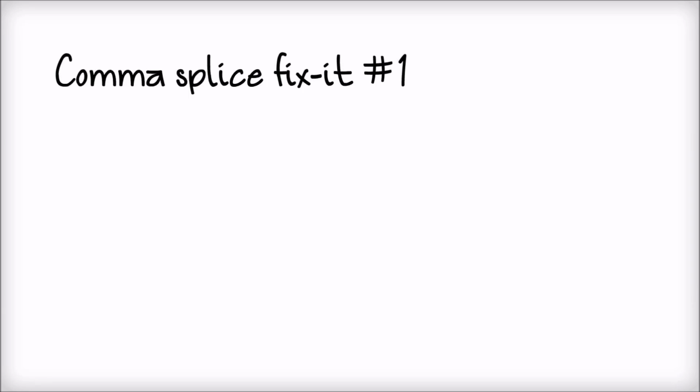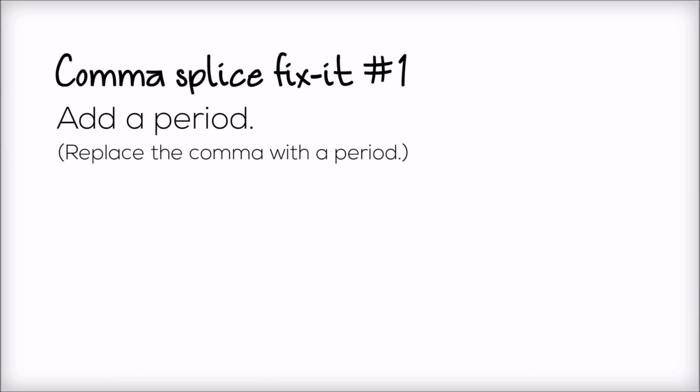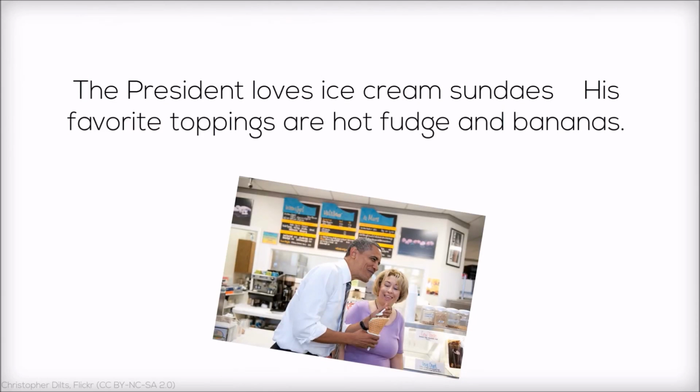Comma splice fix-it number 1. Add a period. As you probably know, a period is used to separate complete sentences. A quick comma splice fix is to replace the comma with a period. Our example would then read as, the president loves ice cream sundaes. His favorite toppings are hot fudge and bananas. Easy peasy, the comma splice is fixed.